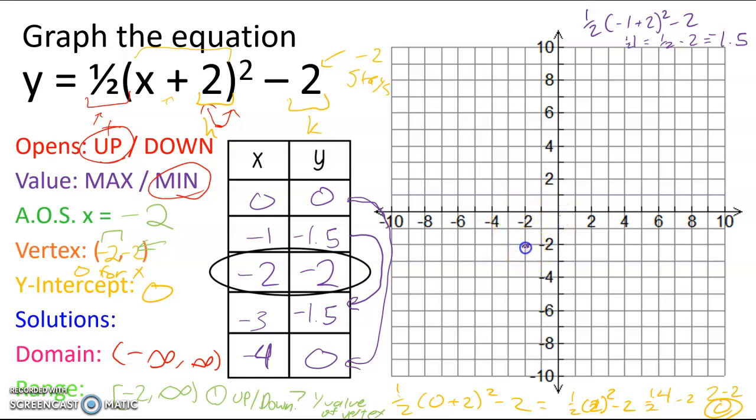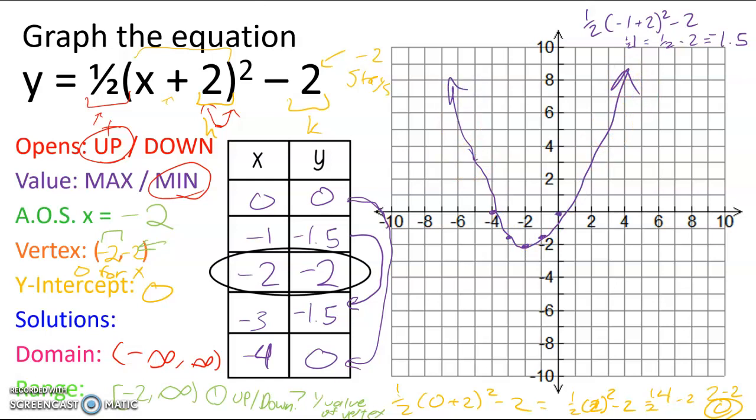And then from there, let's go ahead and graph my points. Negative 2 down here. I got 0, 0 here. Negative 4, 0 here, and then negative 1, negative 1.5. Let's see, negative 1 down to 1.5. It's about here, and then this one's right about there. And then we just graph it.